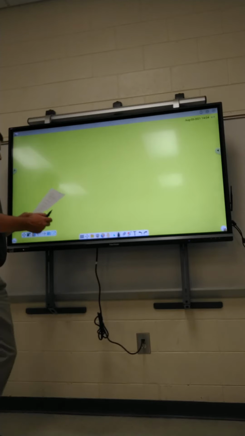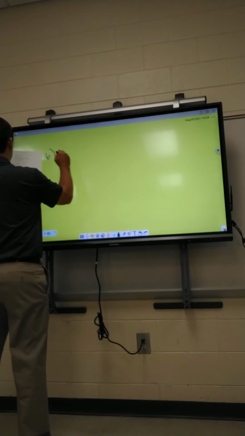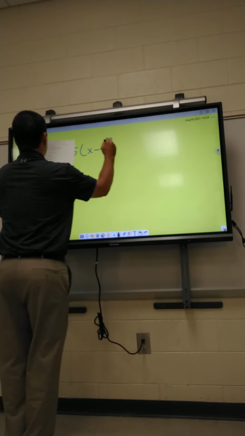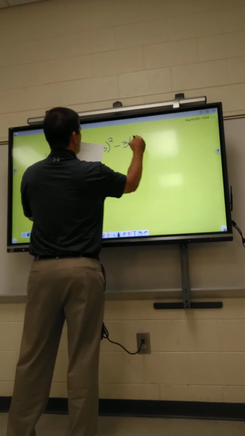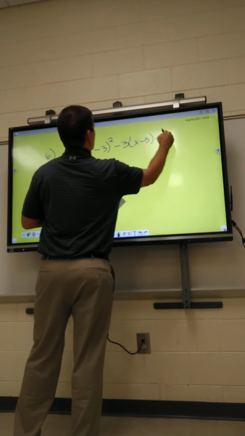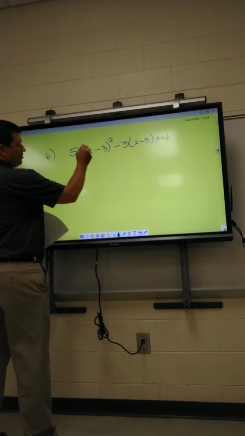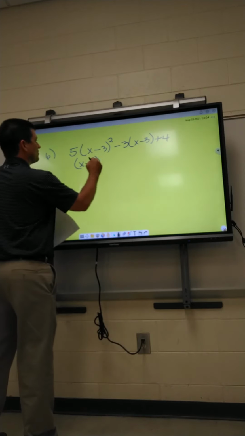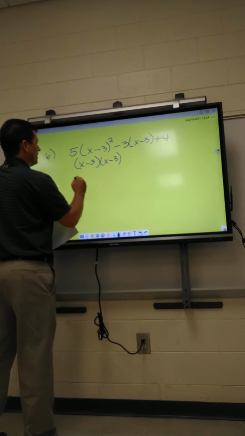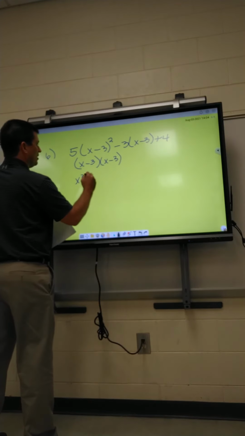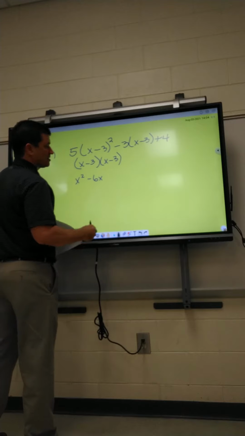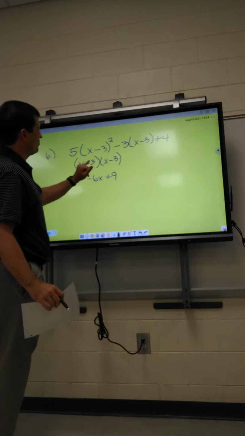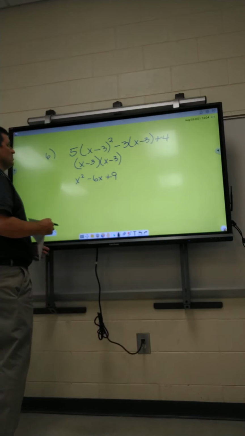All right, number 6, we got to plug in x minus 3. 5x minus 3 squared minus 3x minus 3 plus 4. All right, so I do the FOIL method on this first because it's in parentheses. X squared, when I combine them, it's minus 6x plus 9. Now I skipped a step there. You got minus 3 and minus 3. That adds up to minus 6.